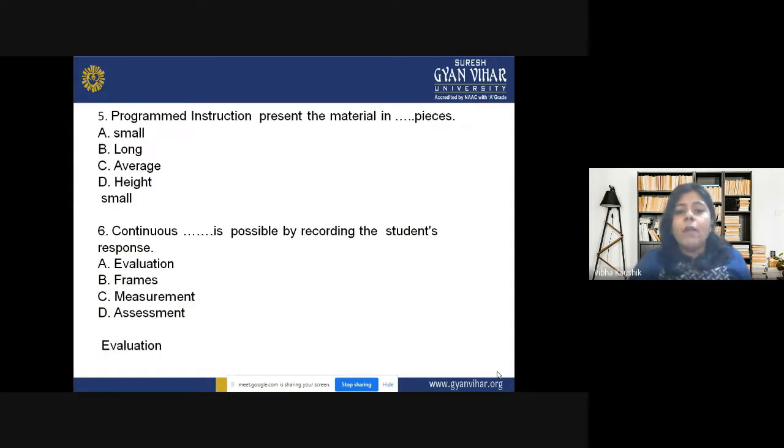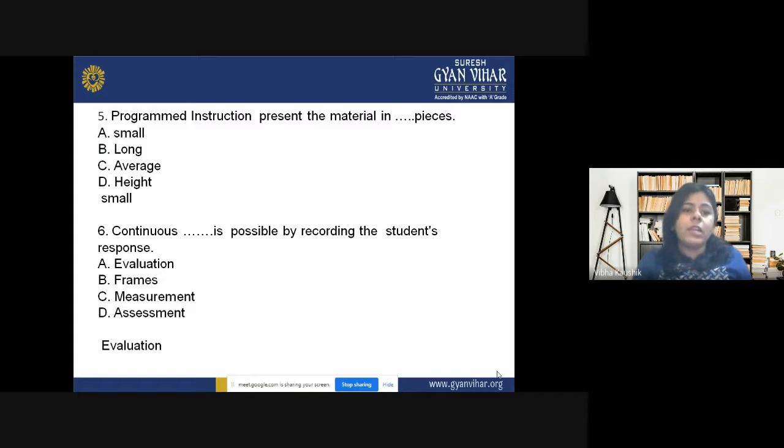Now, program instruction presents the material in dash pieces. Now, how is the information or the material presented when we are using the program instructional technique? Now the options are A small, B long, C average, or D height. So students, these are the options.